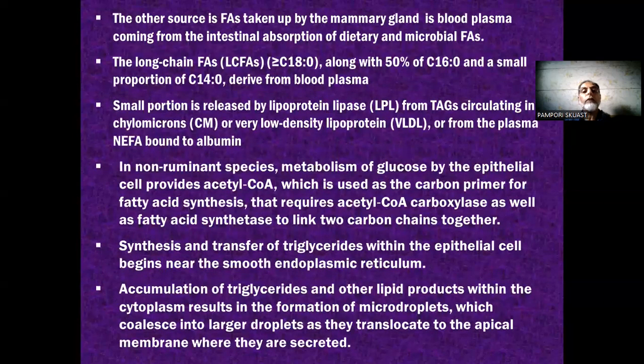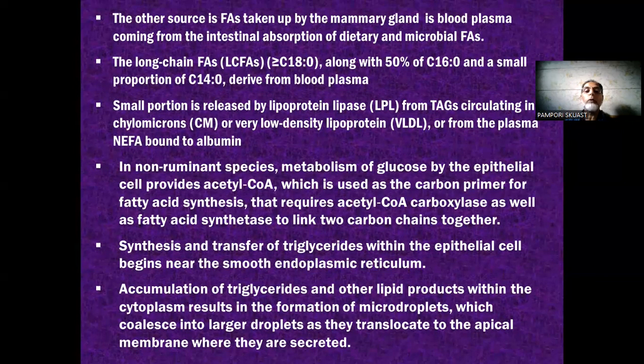The other sources of fatty acids taken up by the mammary gland is blood plasma coming from the intestinal absorption of the dietary and the microbial fatty acids. Long chain fatty acids, say C18, along with 50% C16 and a small portion of C14, get derived from the blood plasma lipids. A small portion is released by the lipoprotein lipase.